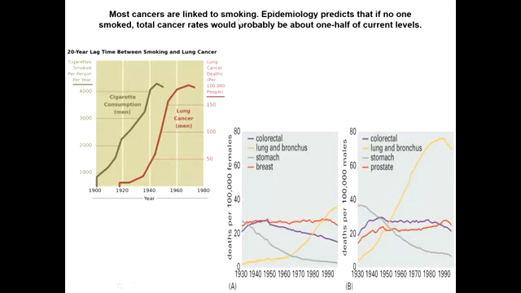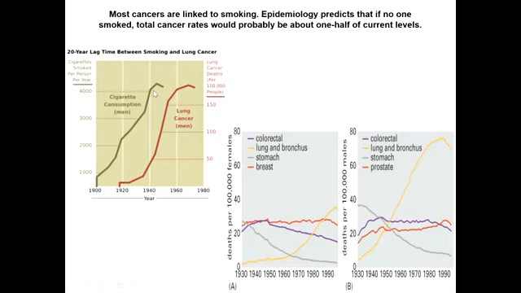By the way, it's not just your lungs. You are introducing toxins that mutate DNA in a variety of cells, and those toxins and those mutations can happen outside of your lungs as well. Also, lung cancer metastasizes, so you end up sending it elsewhere. Epidemiology predicts that if no one smoked, total cancer rates would probably be about 1/2 of current levels. All right, so even though we've done a great job of treating cancers better, detecting them better, we also have behaviors that counteract some of those successes.